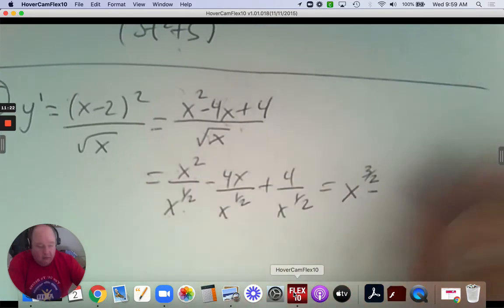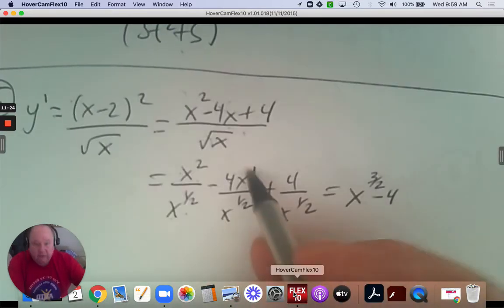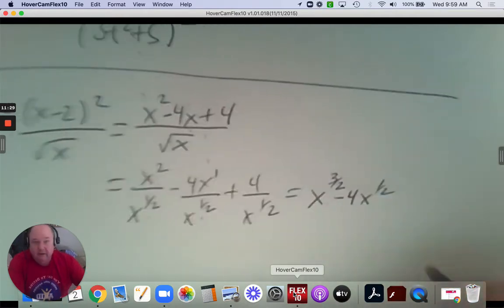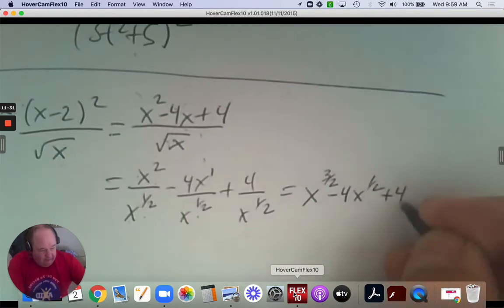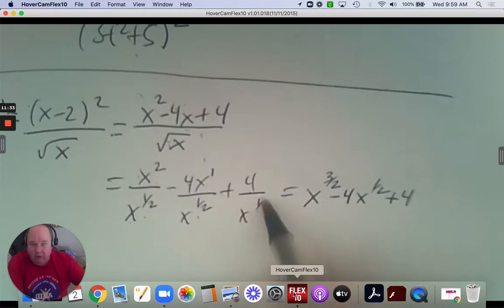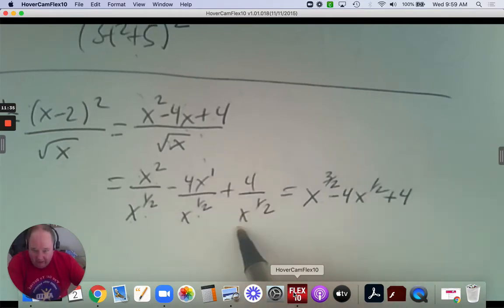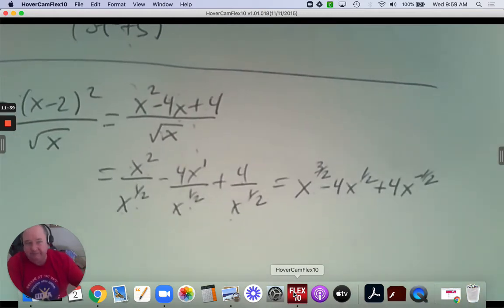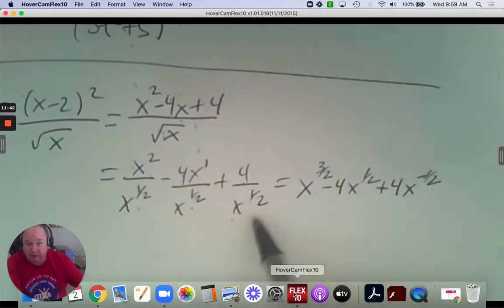We have 4. Now the exponent is 1 take away 1/2, which is positive 1/2. And then the last one, we have another 4, and then all we have is x to the half in the denominator. So to write it without a fraction, it would be x to the negative 1/2. So, I mean, that's good algebra skills, right? To have that ability to go from here to here.